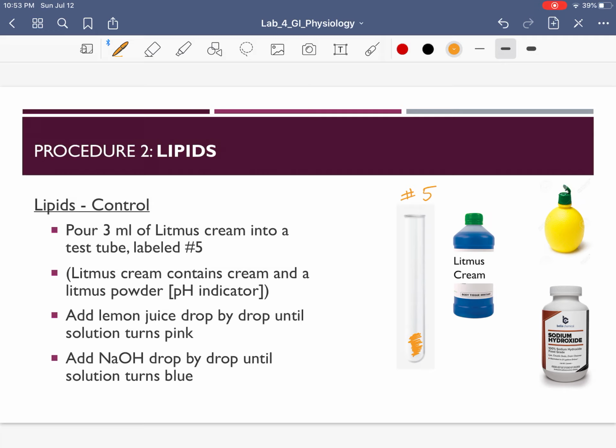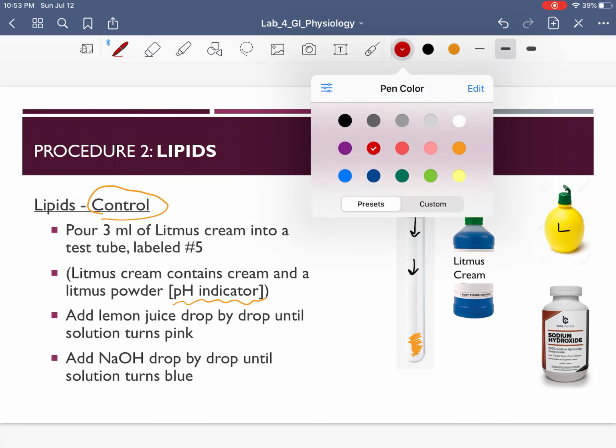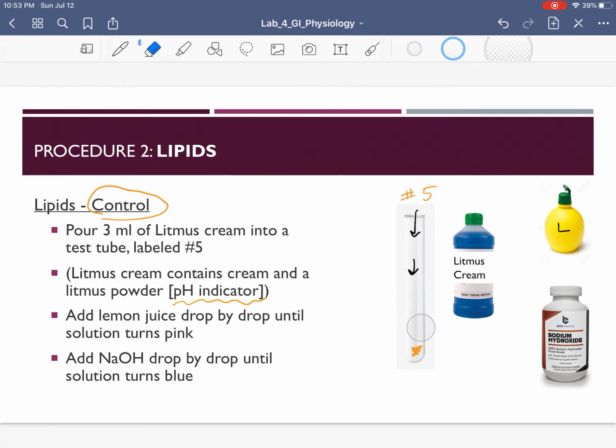Litmus cream contains cream, which is a fat. Think about the creamer you put in your coffee. That's a fat. And it also contains a litmus powder that is a pH indicator. So cool. For our control portion, we're first going to add lemon juice. When you add lemon juice drop by drop, at a certain point, it usually takes maybe 7 or 8 drops, this solution is going to turn pink.